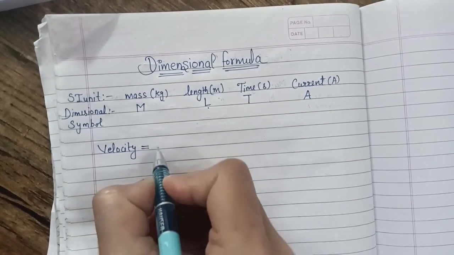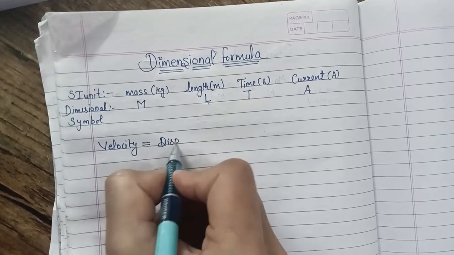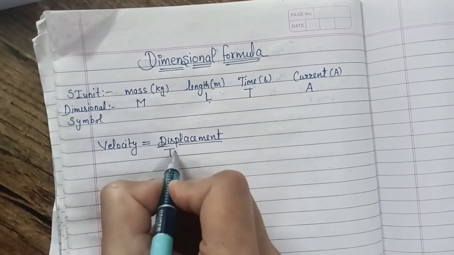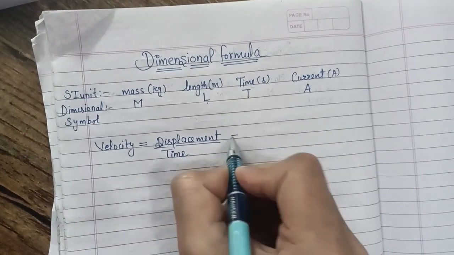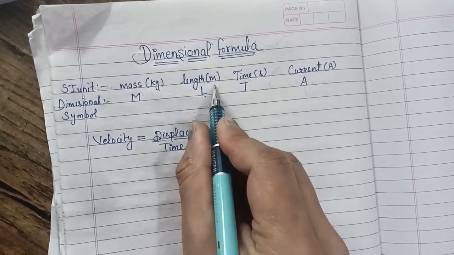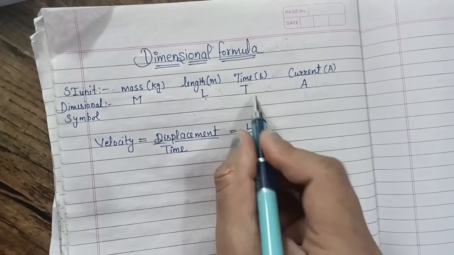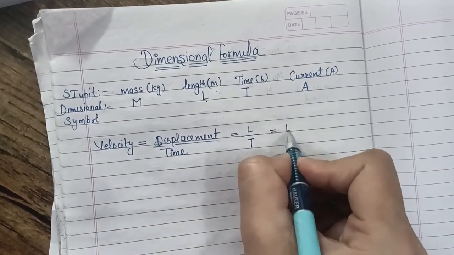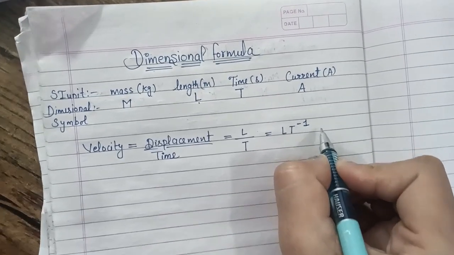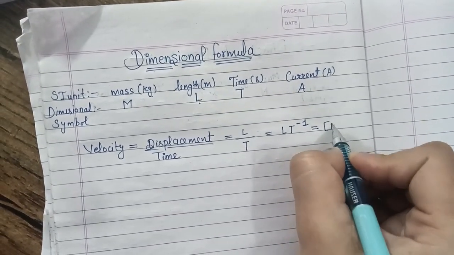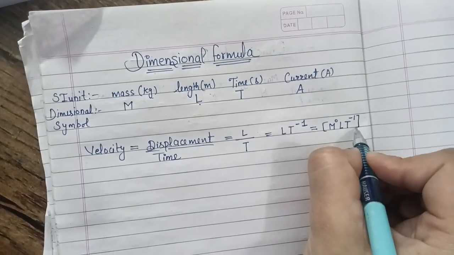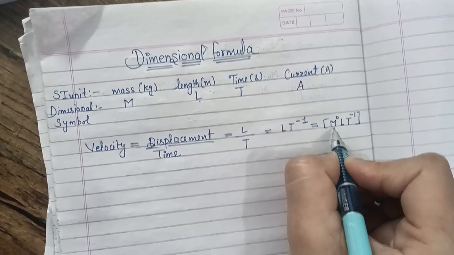We already know that velocity is equal to displacement upon time, and we know that displacement is distance. So for the distance, the unit is meter and the symbol is L, and for time the symbol is T, and it will become LT, and T in the denominator will become T^-1. So if you want to write this in the form of MLT, M is 0, L is 1, and T is -1. You have to remember that mass is not present here.